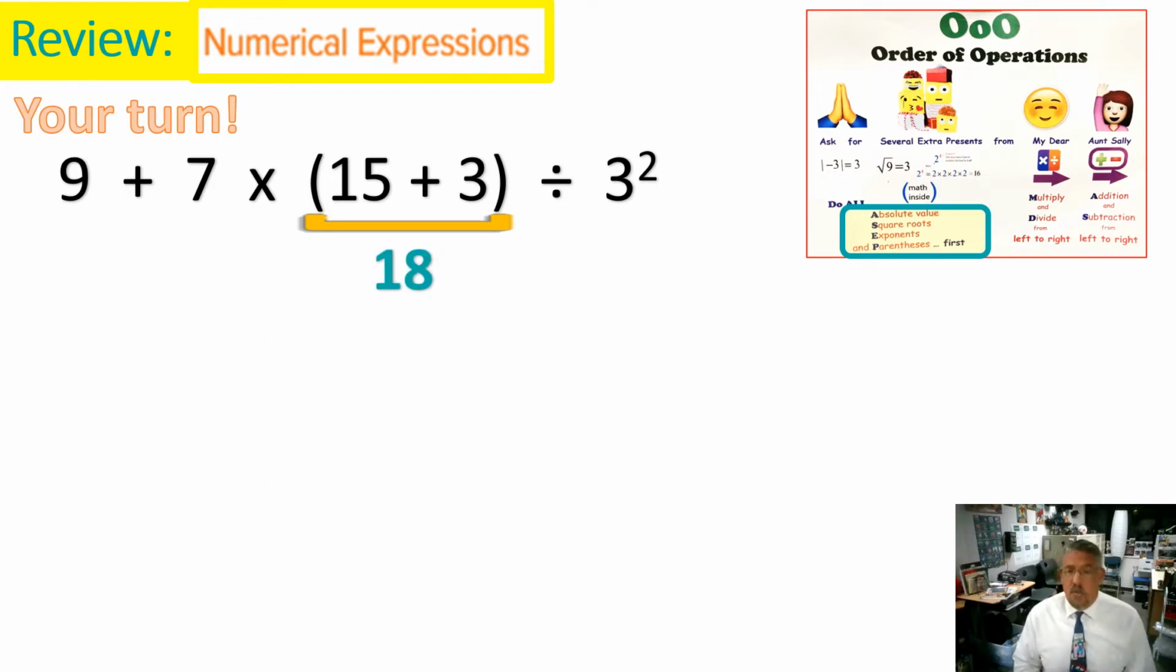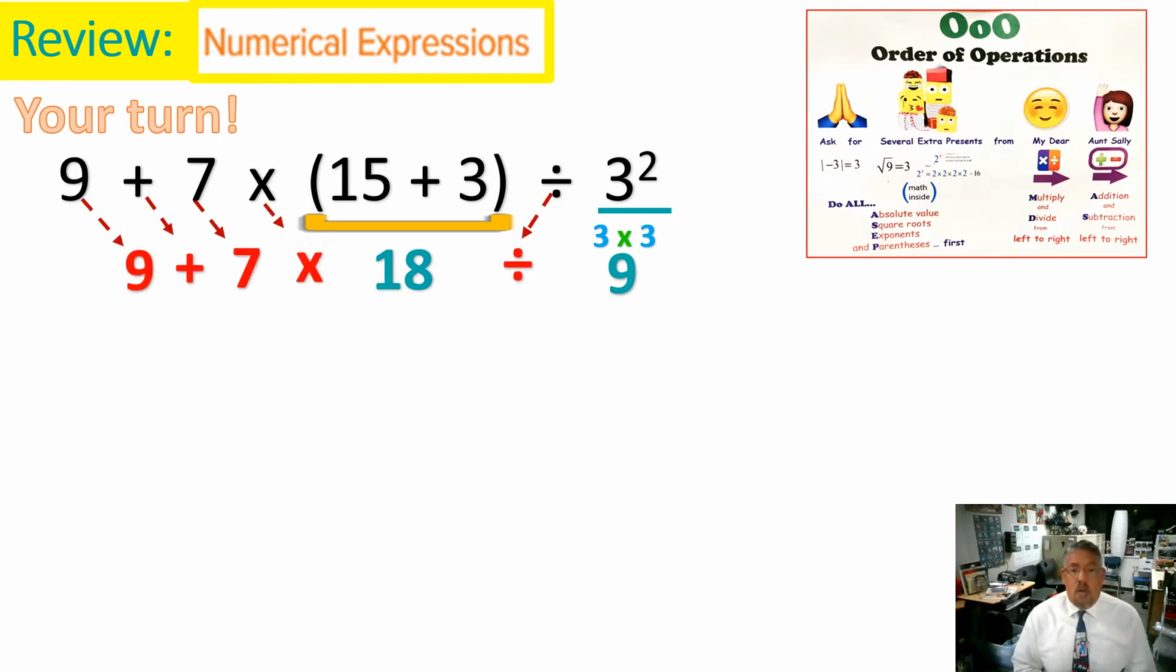You did 15 plus 3, which is 18. Solving for your exponent, hopefully you wrote down that it is 3 times 3, not 3 times 2, which is 6. It is 3 times 3, which is 9. Then you brought everything else down and you rebuilt your math problem. You ended up with 9 plus 7 times 18 divided by 9.